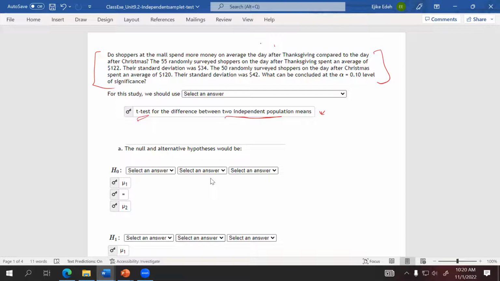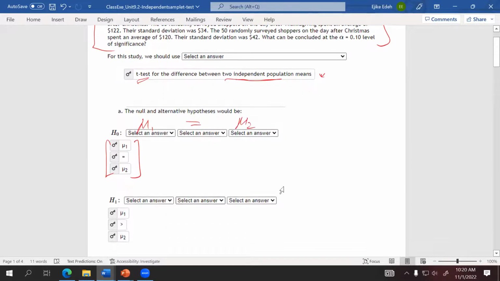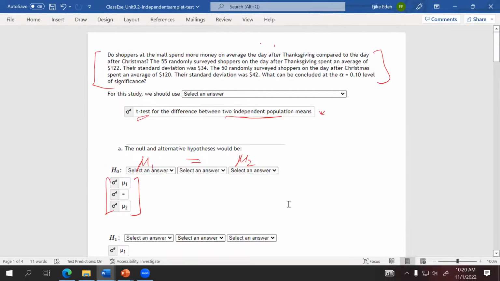Then we look at the second one. The second part of the question is the null hypothesis. I have this answer key written out here, but again, you pay attention to what it is. The null hypothesis doesn't normally change. It's always going to be comparing with an equality sign, right? And the alternative hypothesis will be based on what the question is saying. So in this question, it's saying shoppers spend more money after Thanksgiving than they do after Christmas, right? That is giving you the idea of greater than, isn't it?